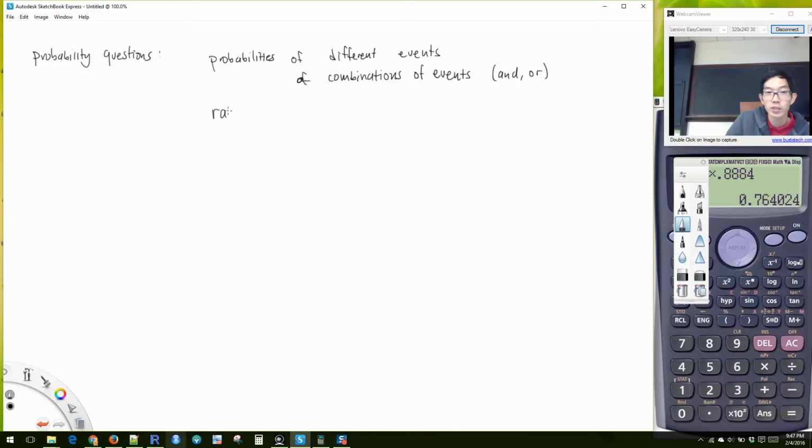Random variable questions, with a mean of a random variable and standard deviation of a random variable. Binomial probabilities. And then you'll have to deal with a probability tree.